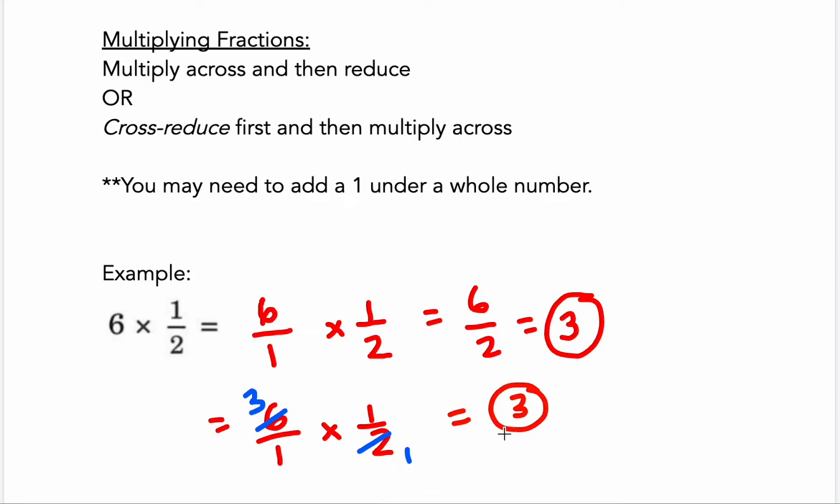Okay, that's multiplying fractions. Multiply across and then reduce, or cross reduce first and then multiply across. So that's the important thing about reducing, is that you're reducing across.